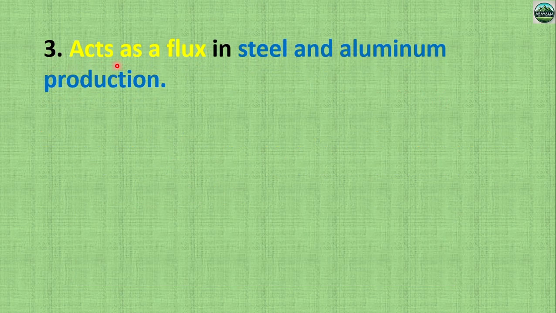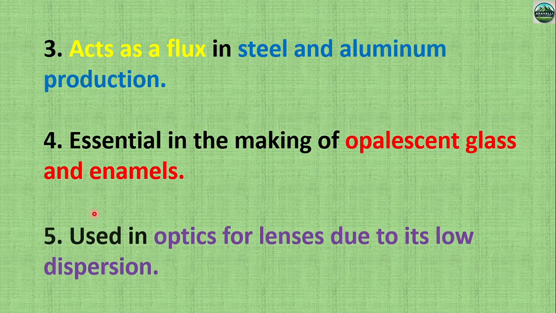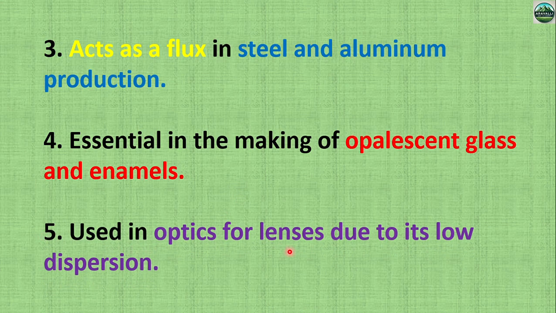Now fluorite acts as a flux in steel and aluminum production. Also remember this is very important, right? Which mineral is used as a flux in steel and aluminum production? So the right answer is fluorite. Next, it is essential in the making of opalescent glass and enamels. This is also important. Fluorite is used in optics for lenses due to its low dispersion. Okay, so remember this property. Due to this low dispersion optical property, fluorite is used in optics lenses.